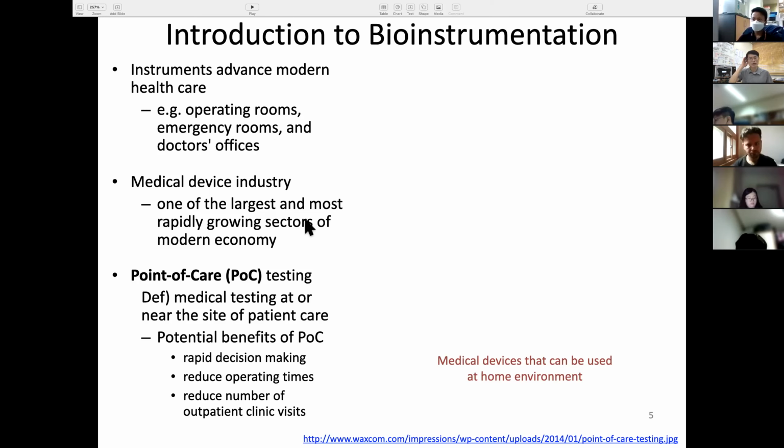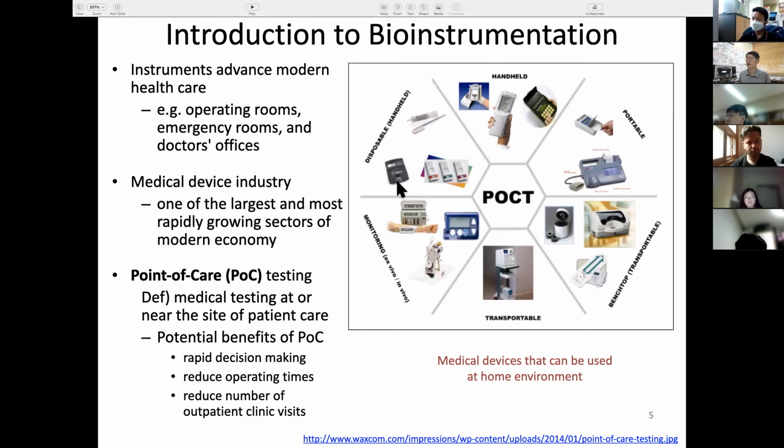And now one of the big trends is that in the past you had to go to the doctor's office or the hospital to do some precise measurement. Now things are rapidly changing, and that is reflected by POC, or point of care testing devices. What that means is medical testing at or near the site of patient care, or at home. I want to show this picture of medical devices that can be used in a home environment. So this is really rapidly changing.